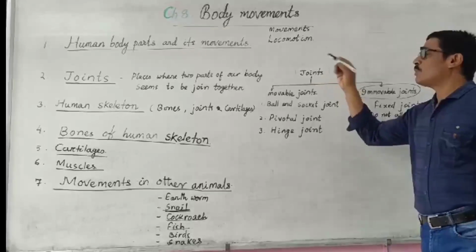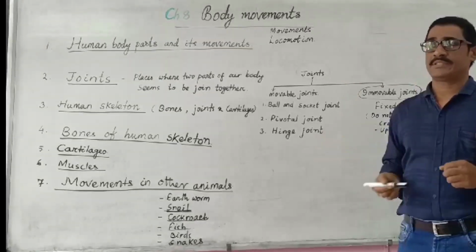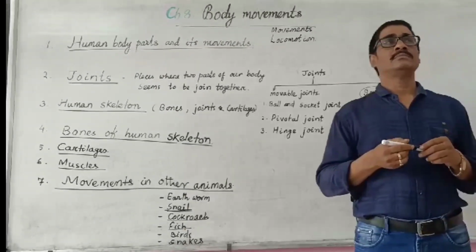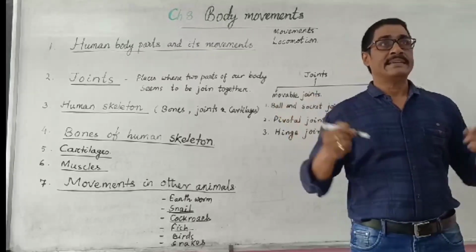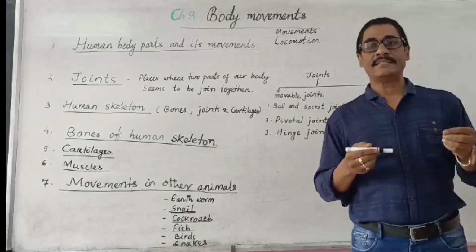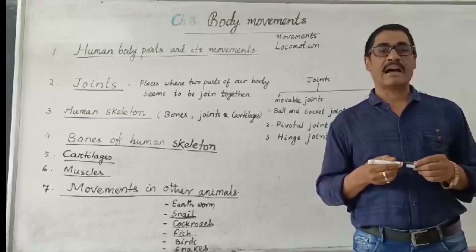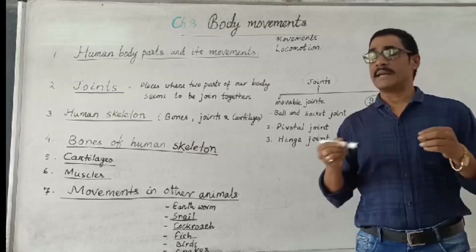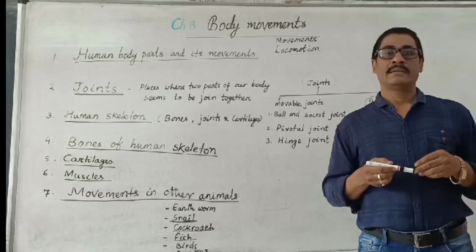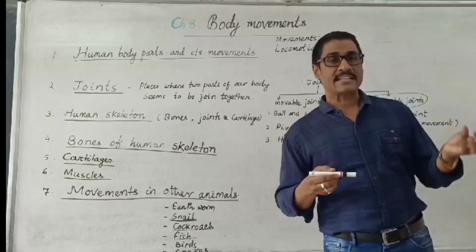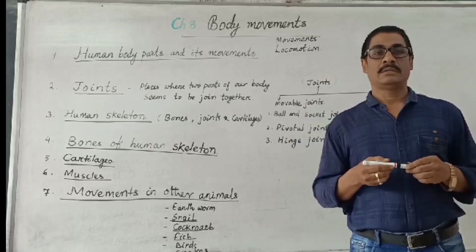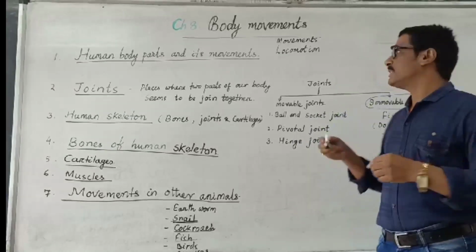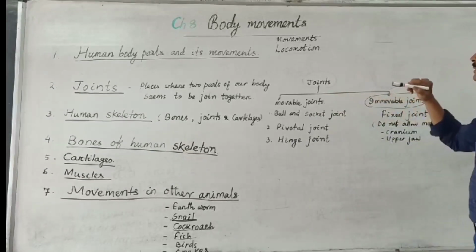Locomotion in animals is of various types. For example, a bird may fly in the sky, a fish swims in water, a cow walks on the ground. These are the locomotion of different animals. Snakes may slither on the ground. So these are the different types of locomotion.